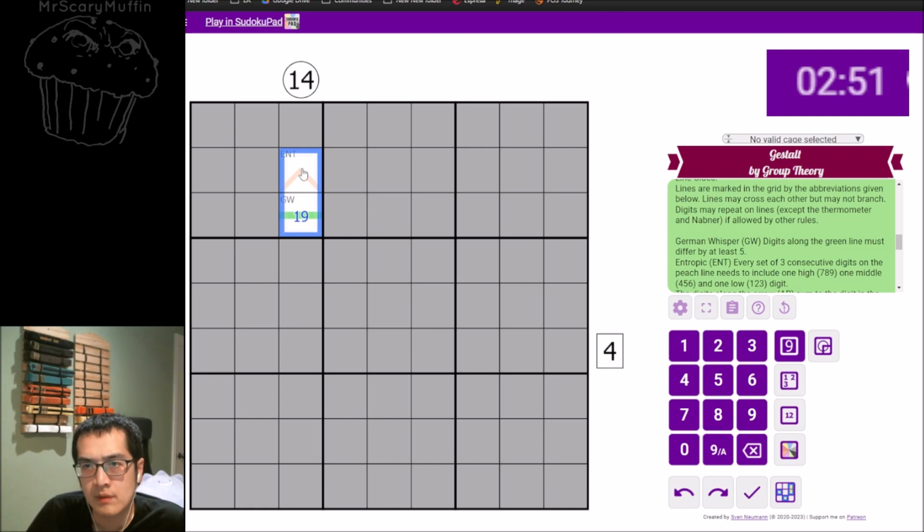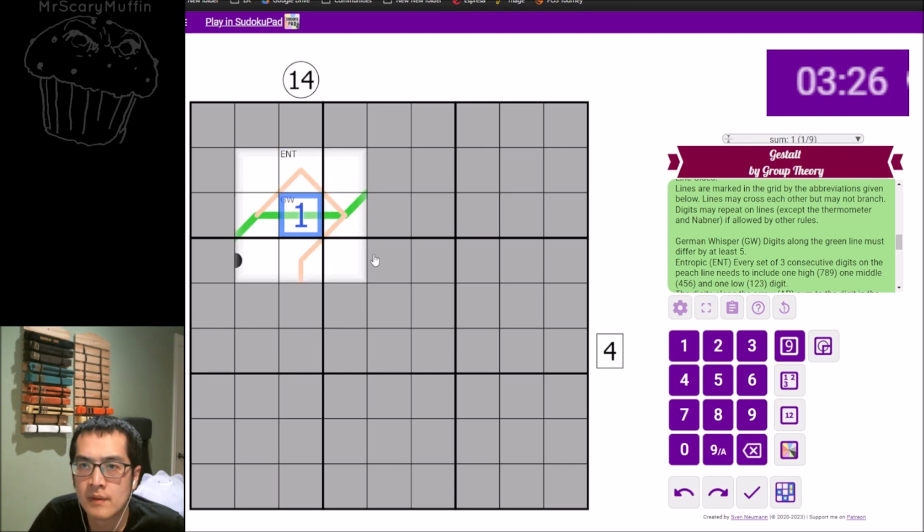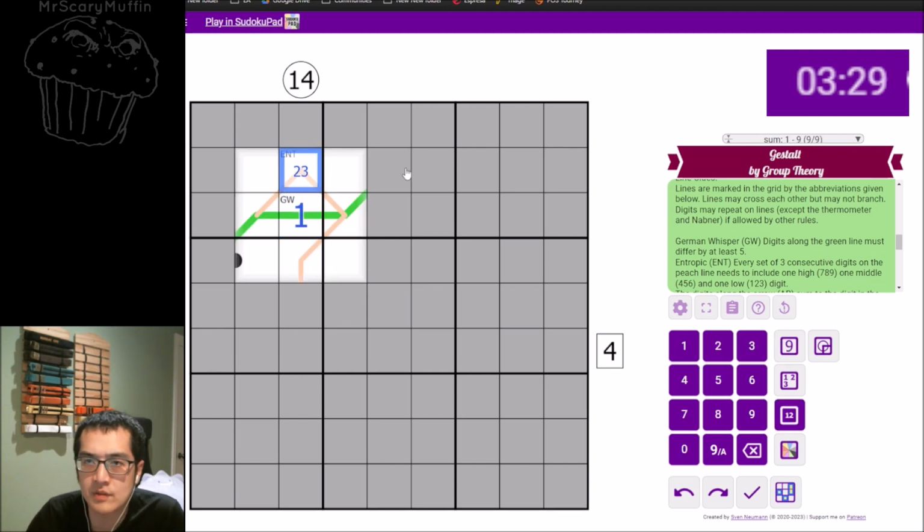Now the concerning thing: if they're highs, how do we add up to 14? 14 needs at least 3 numbers, because if we use 2, then we need the other number to be 12, so that doesn't work. It needs to be at least a 3, and these two need to add up to at least 11. But if these are both highs, the minimum they could be is a 7 and 9, which is 16. That's way too high. So I think these both need to be lows, which means this is a 1. And then this one will have to be a 2 or 3 on the entropy line here.